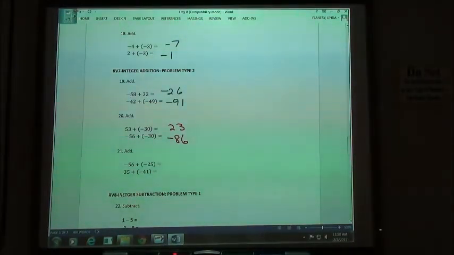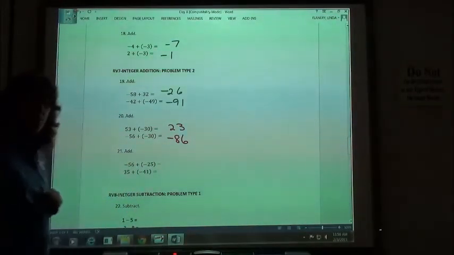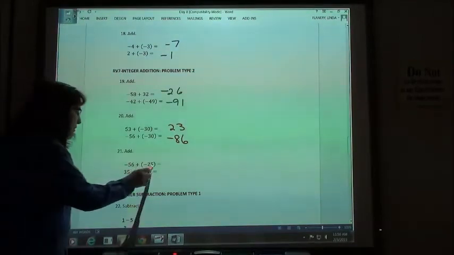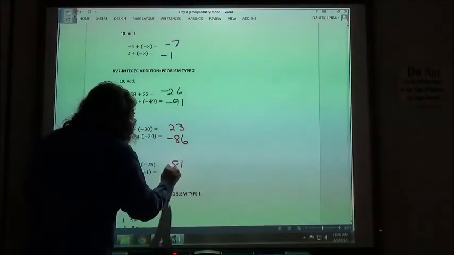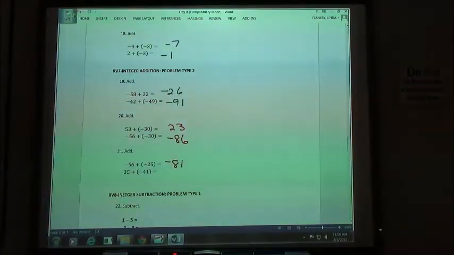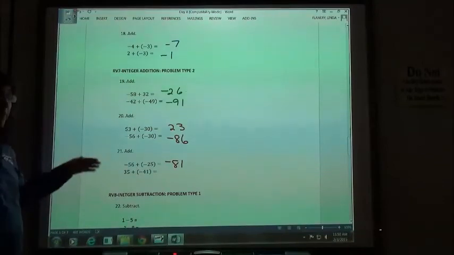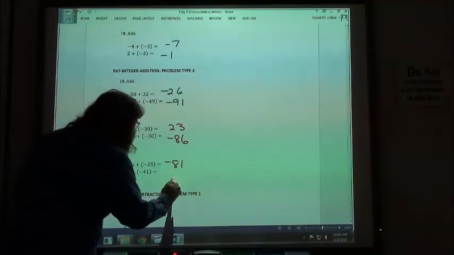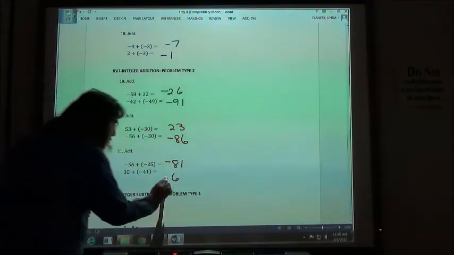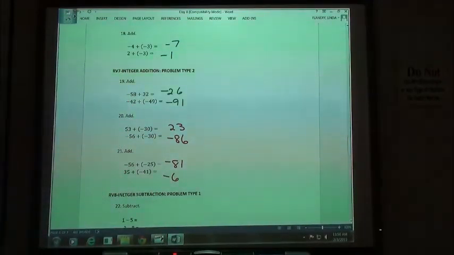Number 21. Negative 56 plus negative 25. They're both negative. My rule is add and keep the sign. So if I add those, I get 81. I keep the sign. It's going to be negative 81. Then I have 35 plus negative 41. One is positive, one is negative. So my rule, subtract. 41 minus 35 is 6. Take the sign of the larger one. So negative 6 should be the answer you came up with. 35 plus negative 41 should be negative 6.